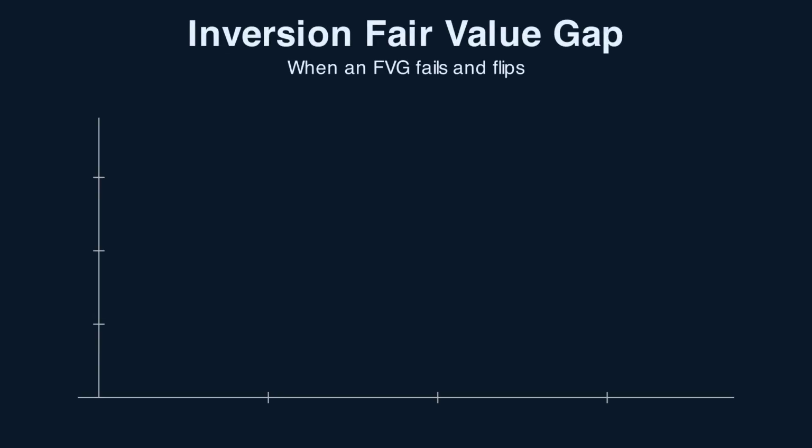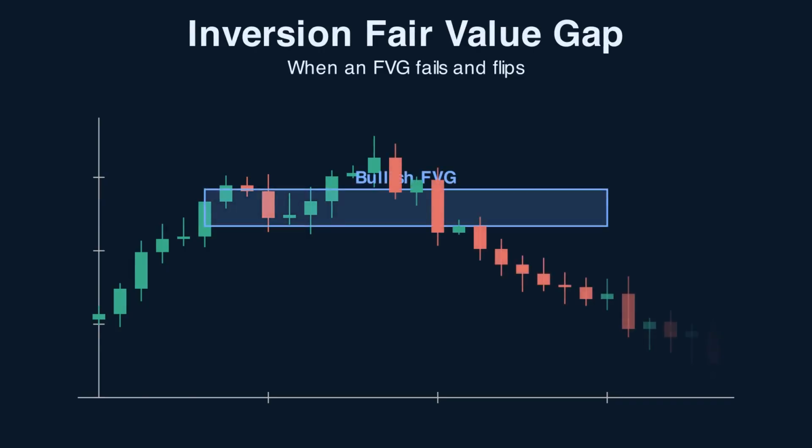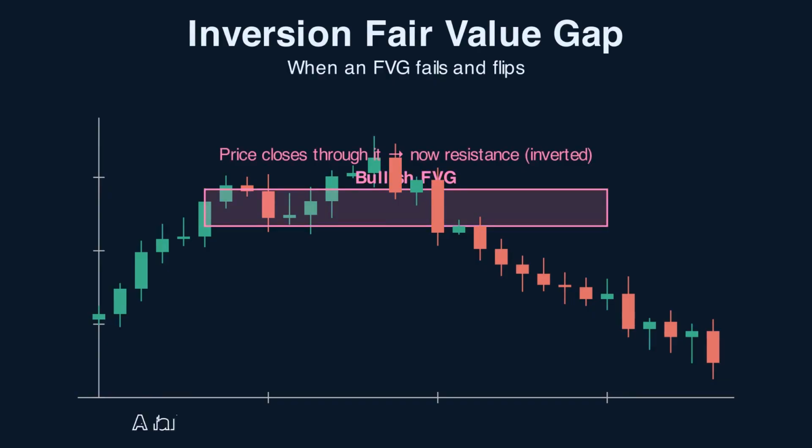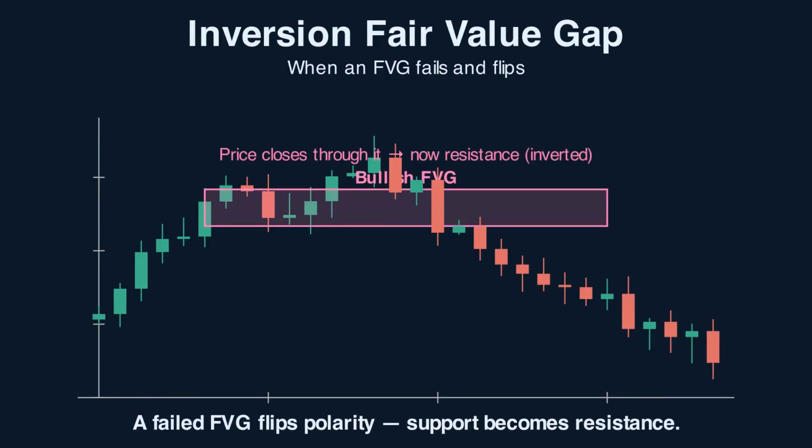Confirmation also means knowing when the gap has failed, and this is the inversion fair value gap. If price does not respect the gap, if it trades fully through and closes decisively beyond it, the level does not just disappear, it flips polarity. A bullish gap that fails becomes resistance. A bearish gap that fails becomes support. That's an inversion fair value gap. So a close through your gap is not just a stop out, it's information and often a signal in the opposite direction. Respect the invalidation and it becomes your next setup.